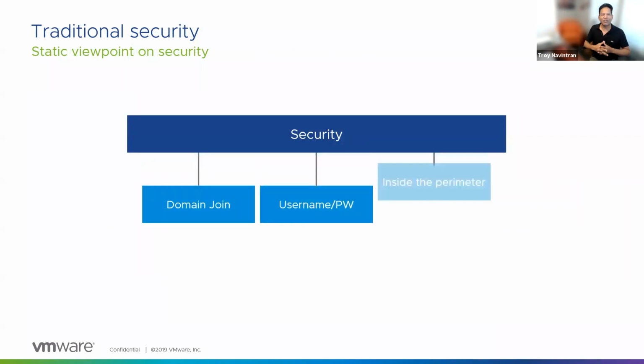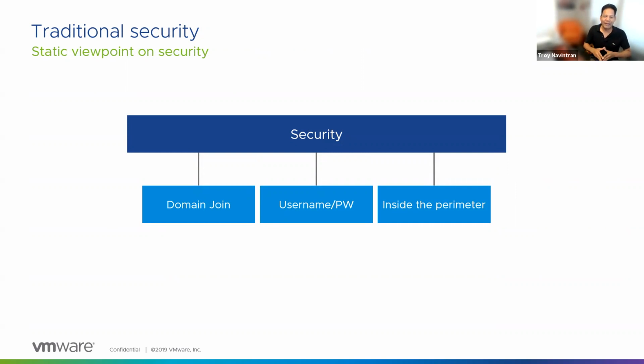So the foundation of IT security has looked pretty much the same for the past 30 years, right? It's built on static information that looks to validate if the endpoint is domain joined, right? If you're using the correct username or password, and if you're inside the perimeter, right? I'm sorry, that's my dog barking. But again, the good guys are inside, the networks outside are bad actors. Again, this model isn't designed for today's digital mobile first world.